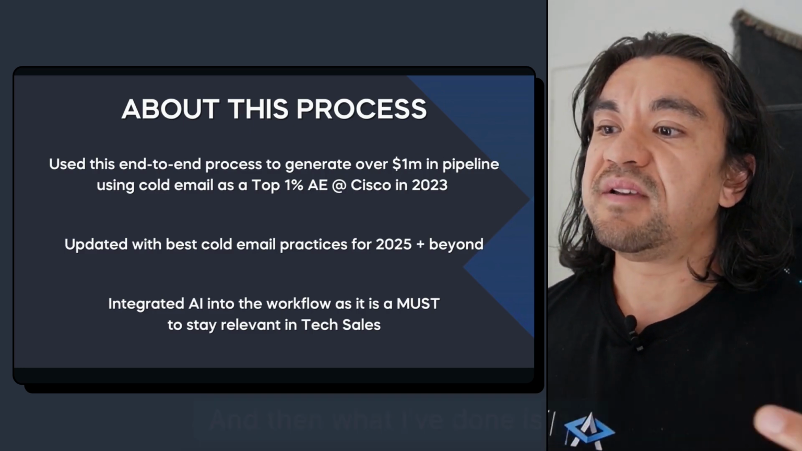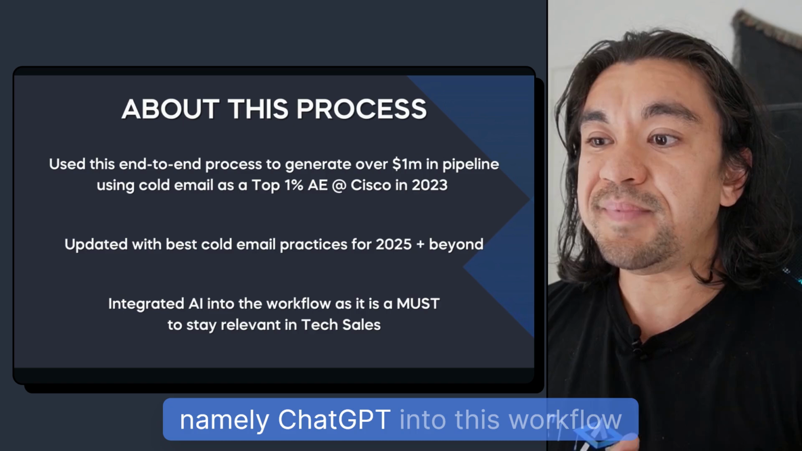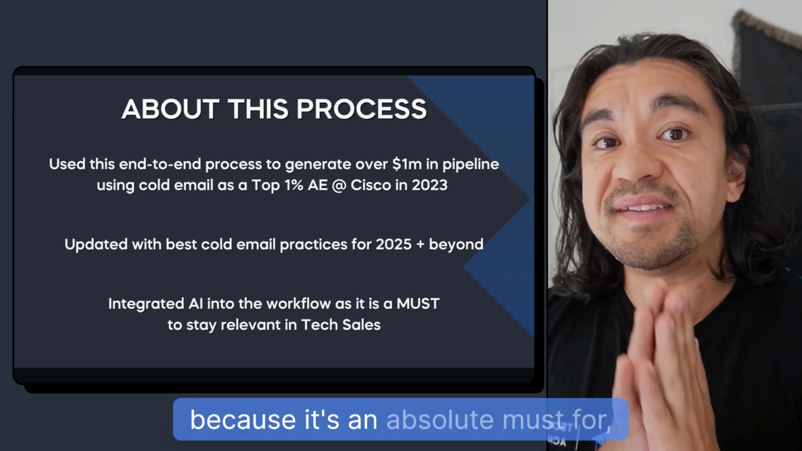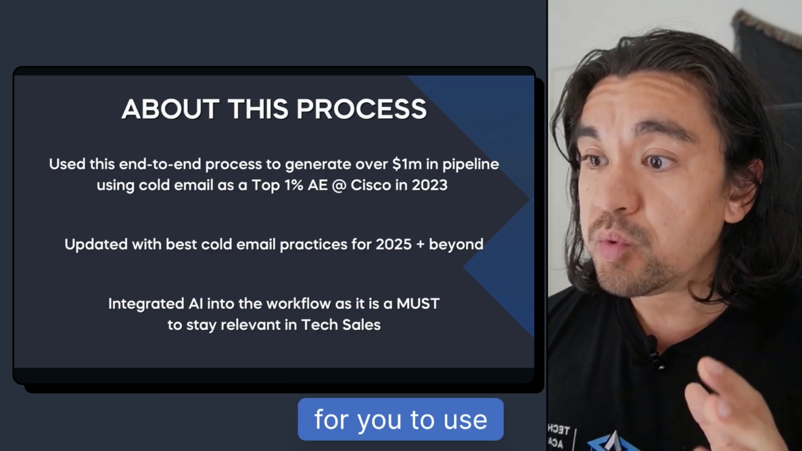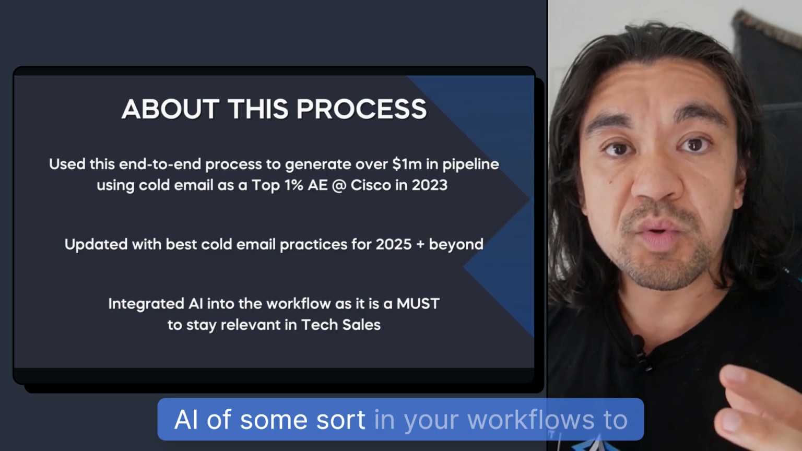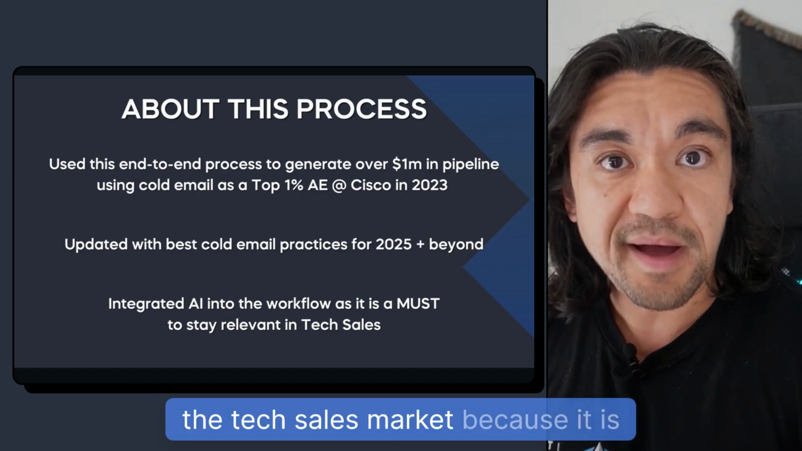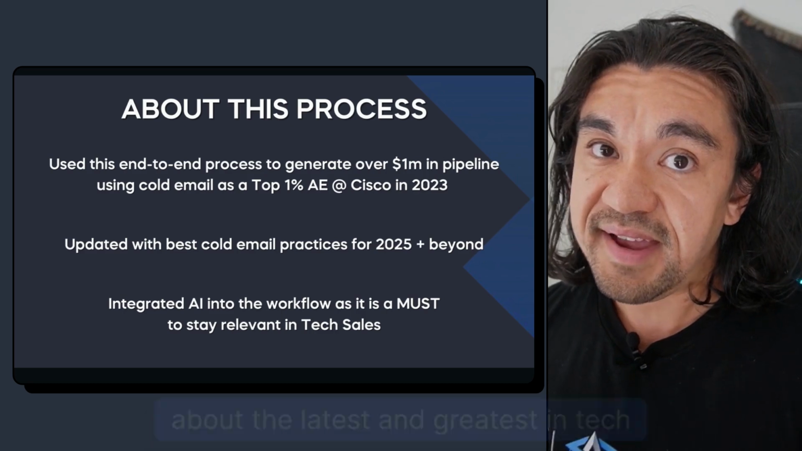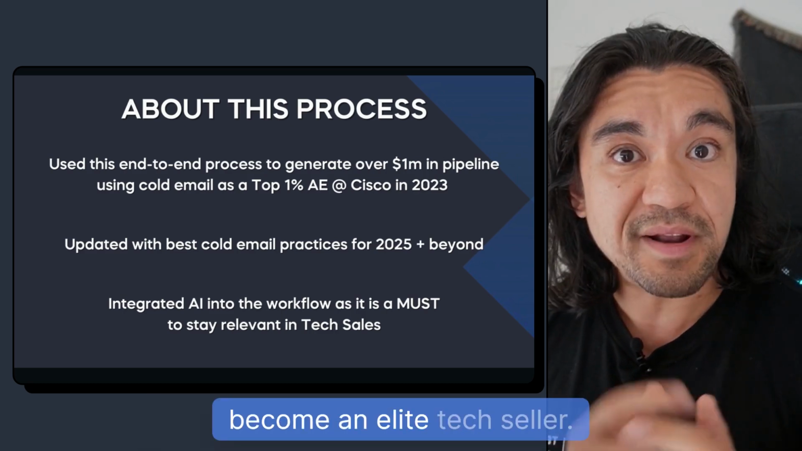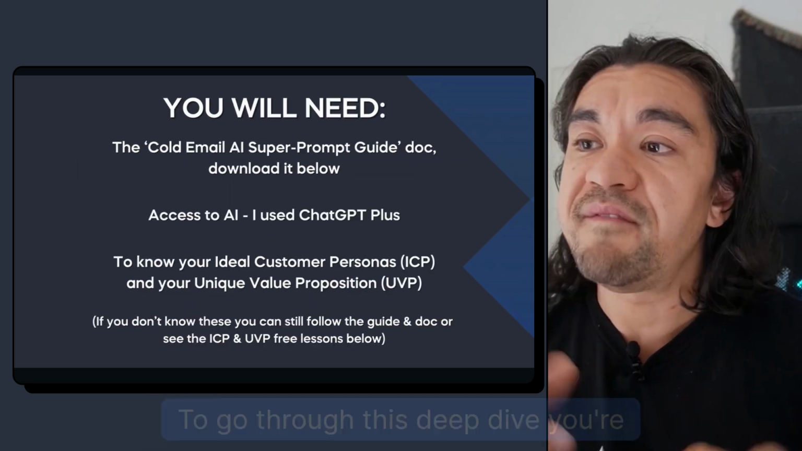And then what I've done is I've integrated AI, namely ChatGPT, into this workflow because it's an absolute must for you to use AI of some sort in your workflows to stay relevant and stay competitive in the tech sales market, because it is about the latest and greatest in tech, and you should be using it yourself to become an elite tech seller. To go through this deep dive, you're going to need a few things.